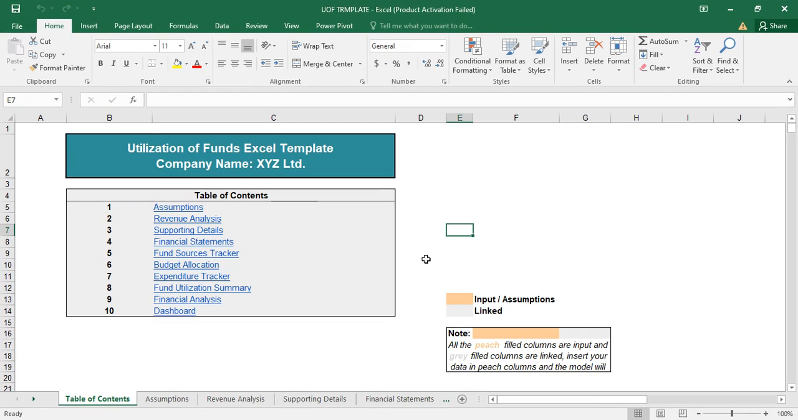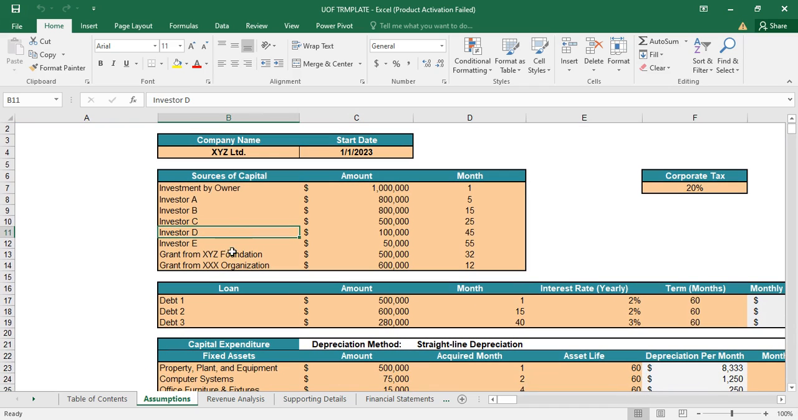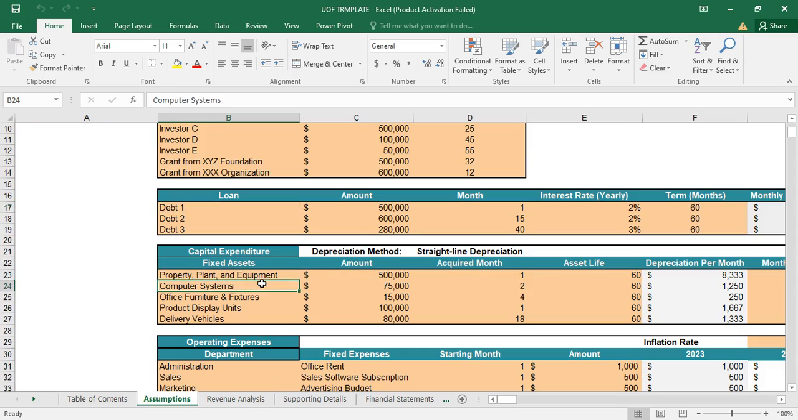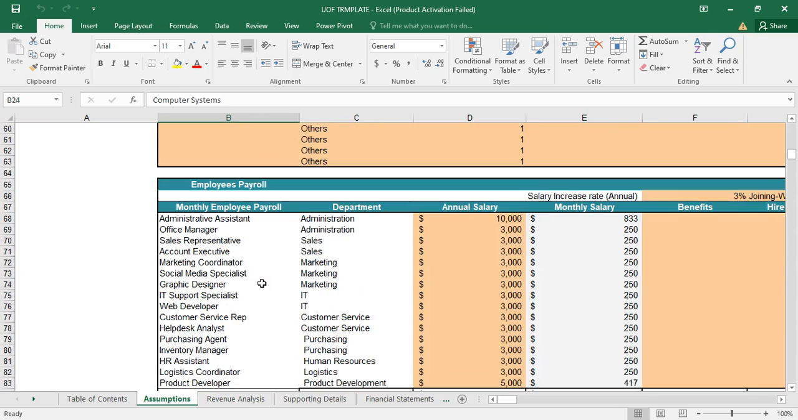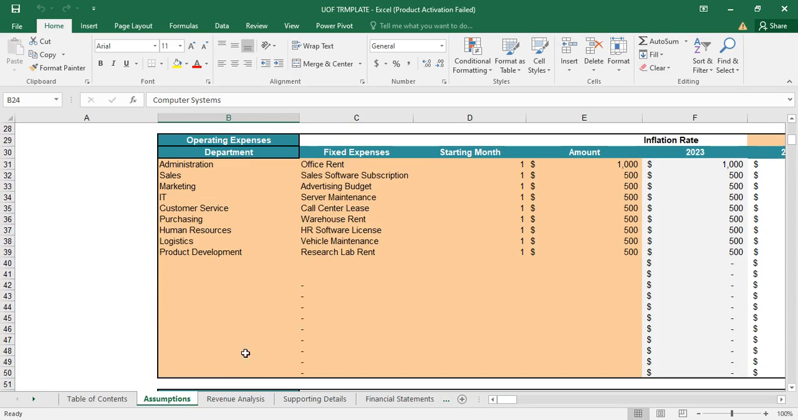But before reviewing this model, you have to know that these blue cells are representing the input cells and these gray cells are representing the linked cells. Starting off with the first sheet, assumptions. Here we have included all the major assumptions related to a business. Now these include your tax assumptions, sources of capital assumptions such as investment assumptions, grant assumptions, loan assumptions, capital expenditure assumptions, expenses, including payroll and revenue and cost assumptions.